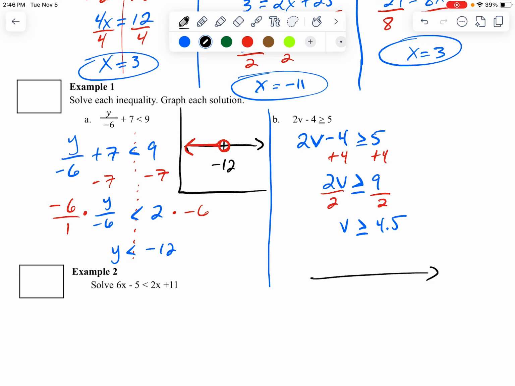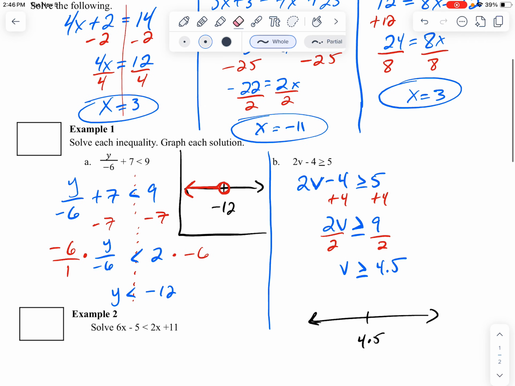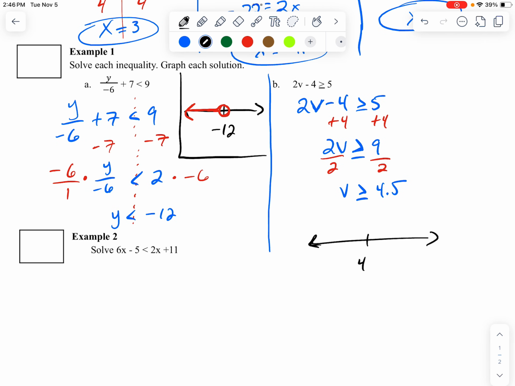So for my graph, I've got 4.5. Let's clean that up a little bit here. And now I've got v is greater than or equal to, so that's a closed dot because it could be 4.5 or it could be anything bigger than 4.5.